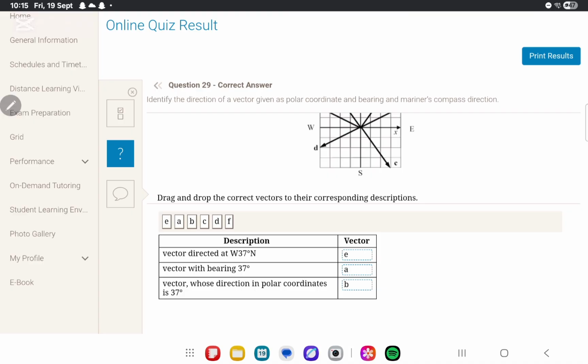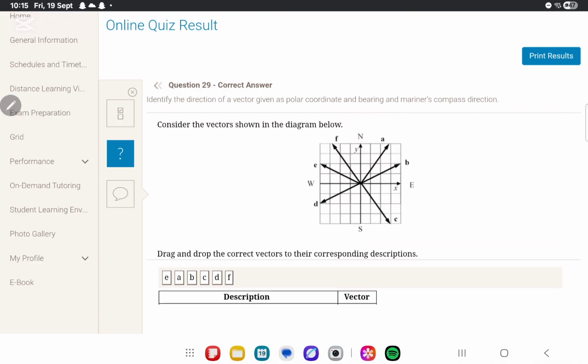Now, the vector whose direction is in the polar coordinate 37. That means from the positive x-axis to the vector itself, it's going to be 37 degrees. So obviously it's going to be B, because look, this is not a very big angle, and this can be very easily inferred to be 37 degrees, right? Because you're starting off from the positive x-axis and you're moving to the vector. That's how you find the polar coordinate angle, and that's 37 degrees.